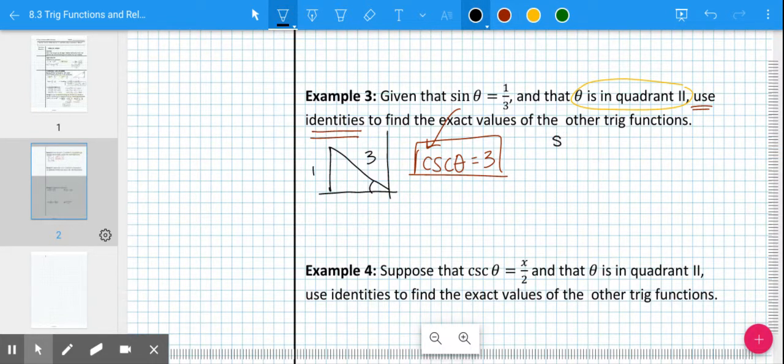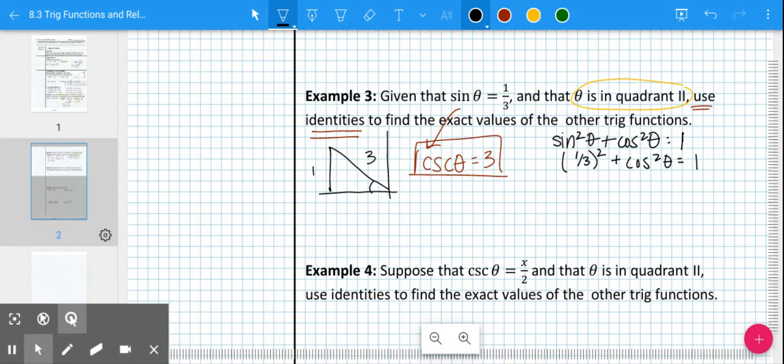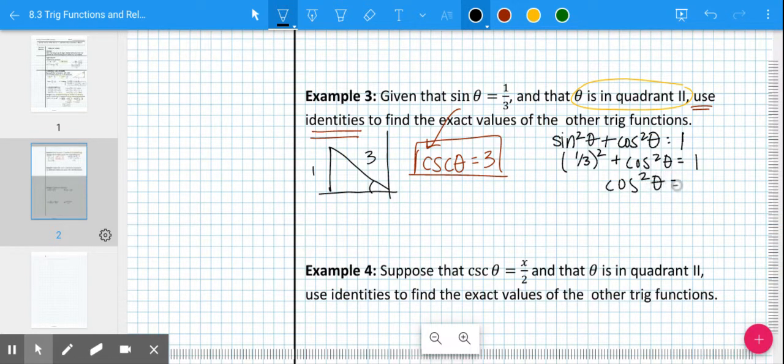I know that sine squared plus cos squared is equal to 1. And I know that sine is 1/3. So if I take 1/3 and I plug it in, I can go ahead and solve for cosine. Go ahead and finish this and choose the cosine answer that works. You end up getting that cosine squared is equal to 8/9. So your cosine value should come out to either positive or negative 2√2 over 3.